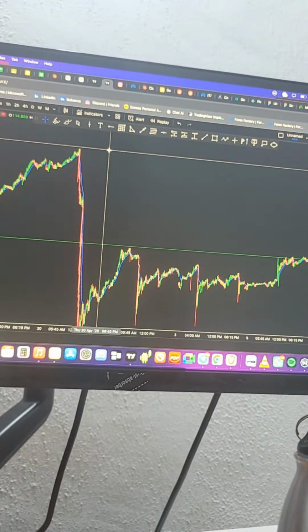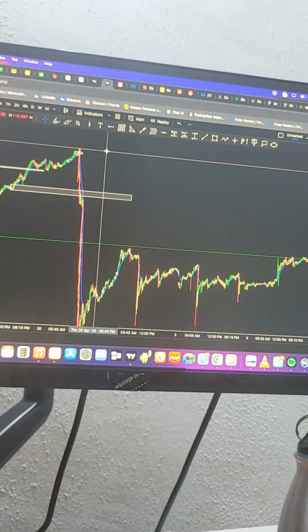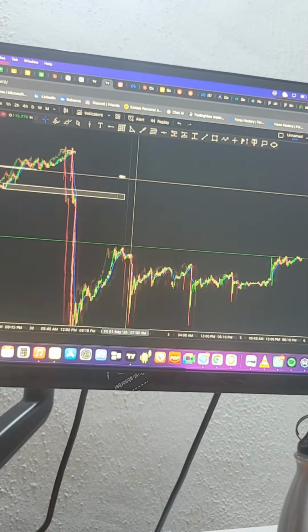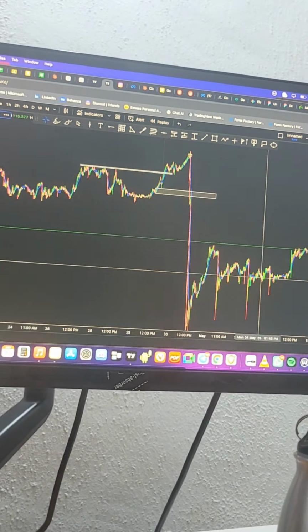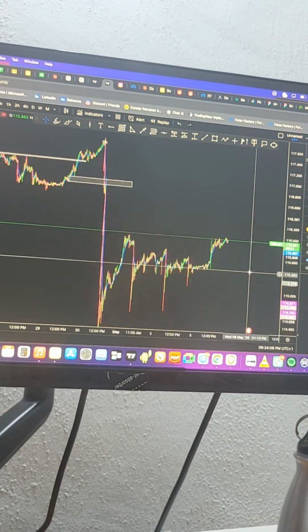And you don't need to rush trades, guys. You just need to wait for price to come to you. Whenever you get into your chart, all you need to do is make sure that you are not the liquidity.